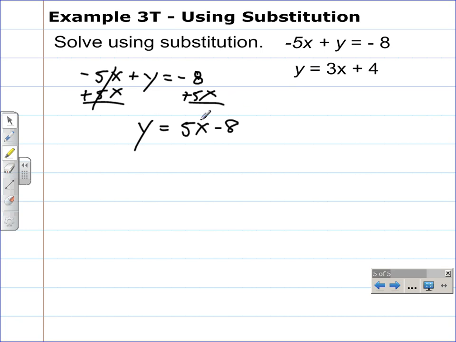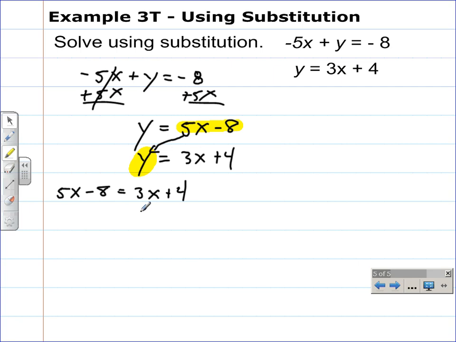So now we have an equivalent form of our first equation that's solved for y, and we have our second equation that was already solved for y. So what we do is what we did in example 1t, is we take the second part of the first equation, 5x minus 8, and we'll be substituting it into y in the first equation. So that gives us 5x minus 8 is equal to 3x plus 4.